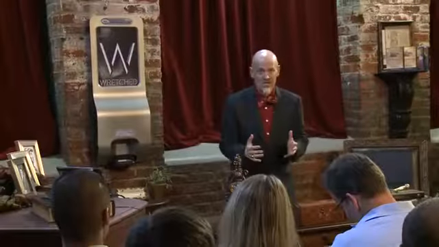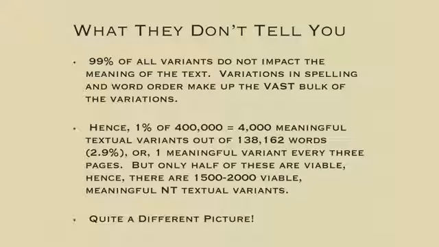There are those words where you're supposed to have the movable nu. Sometimes it's there, sometimes it's not. That accounts for literally thousands of variants of that 400,000. And so 99% of them are simply inconsequential. They do not in any way impact the meaning of the text. So 1% of 400,000 is about 4,000 meaningful textual variants out of 138,162 words. It's about 2.9%, or one meaningful variant every 3 pages. But only about half of these are viable.